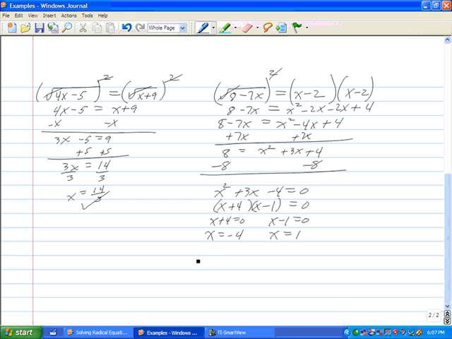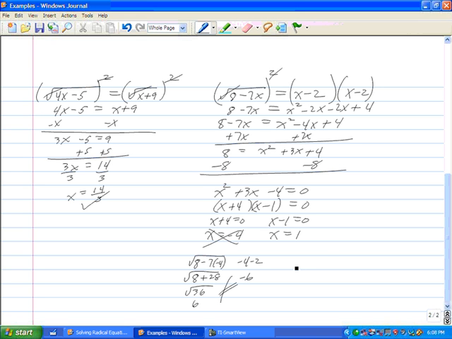I'm going to plug it in right down here. We're going to take the square root of 8 minus 7 times negative 4, which is the square root of 8 plus 28. And that's the square root of 36, which is 6. Now trying the other side. Negative 4 minus 2 is negative 6. Those are not equal, so that doesn't check.